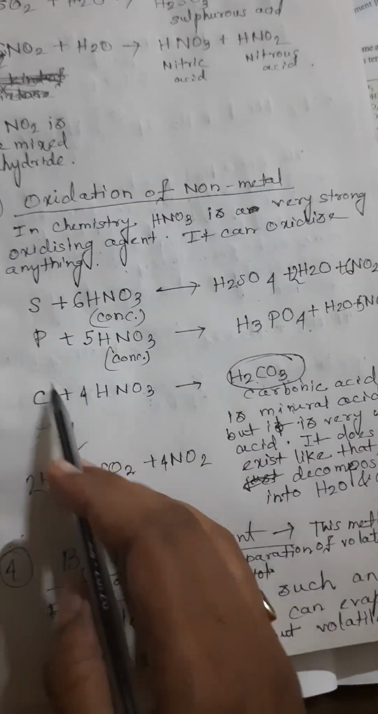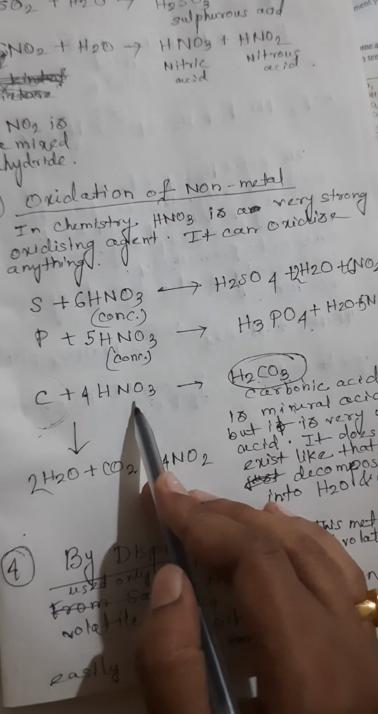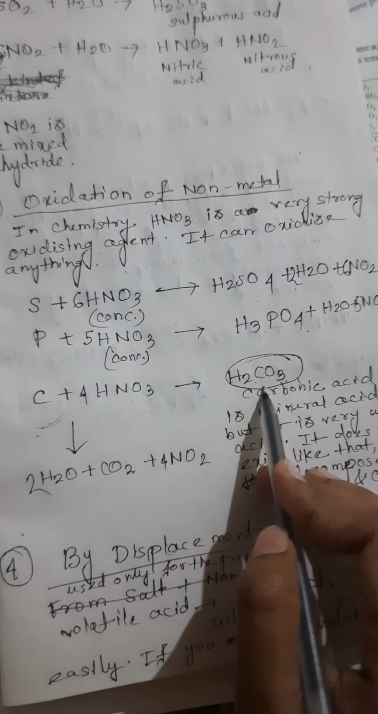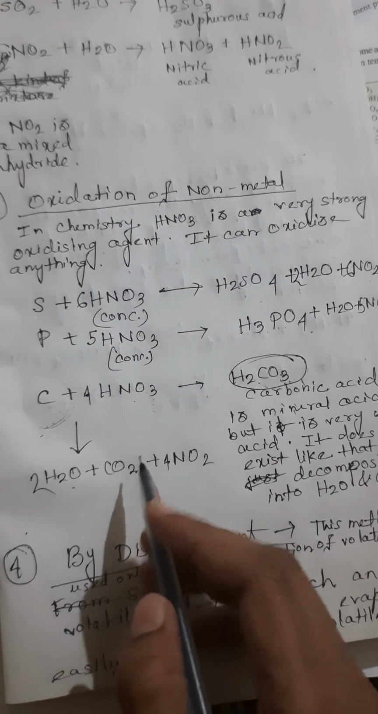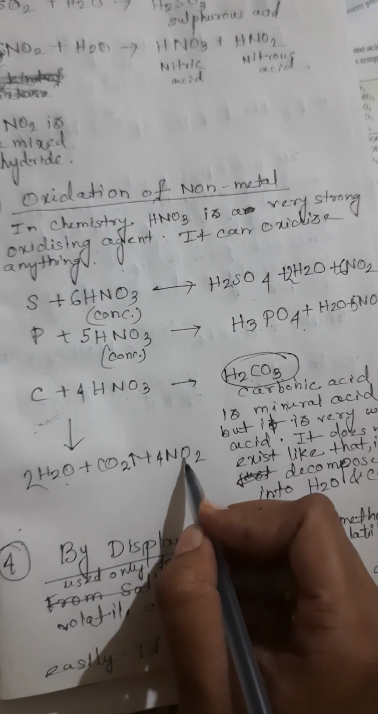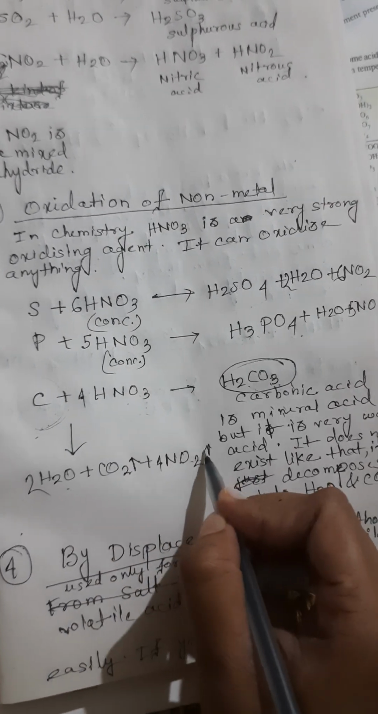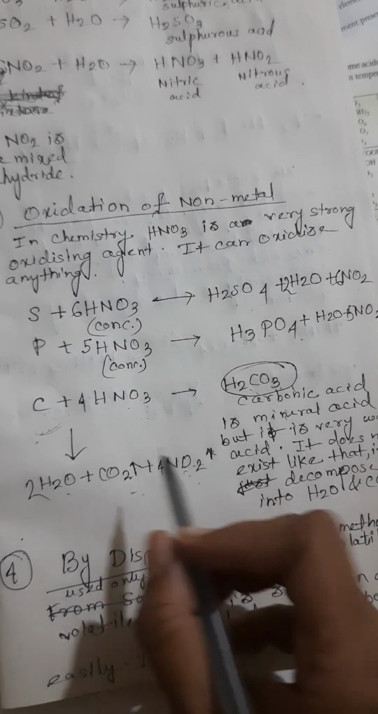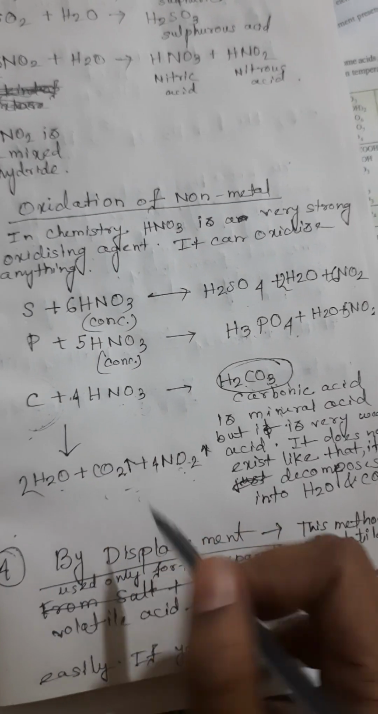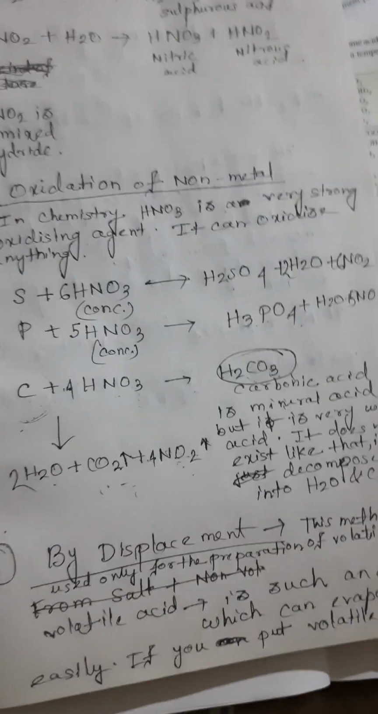Okay, when carbon reacts with nitric acid, we don't get any other kind of acid. We only get water and carbon dioxide gas and also nitrogen dioxide gas. Both of the gases we have got from this reaction. Okay, this is a very important reaction for you.